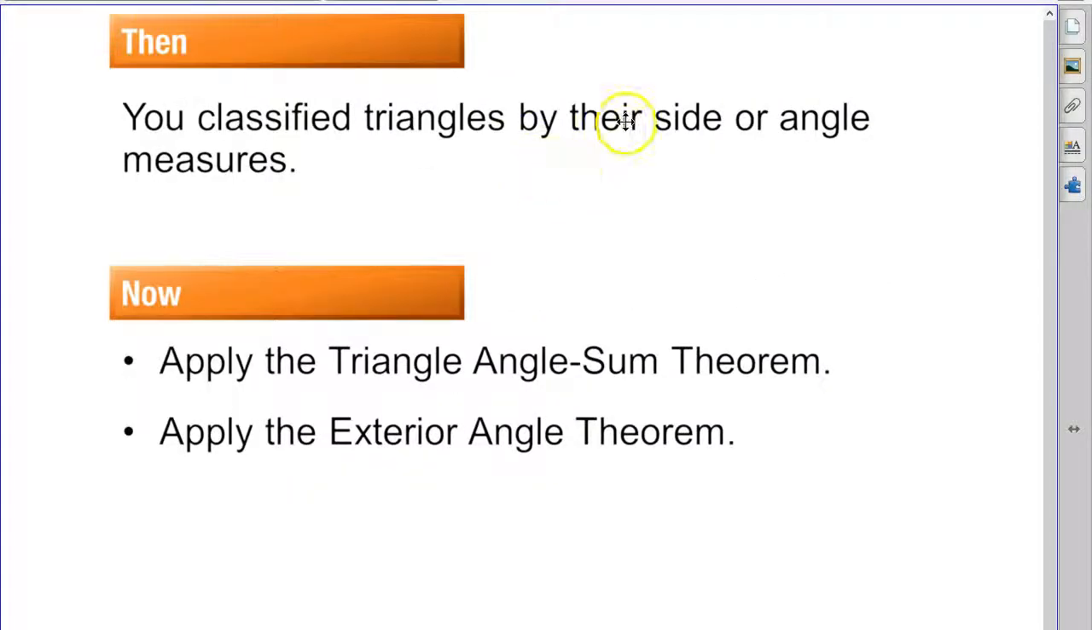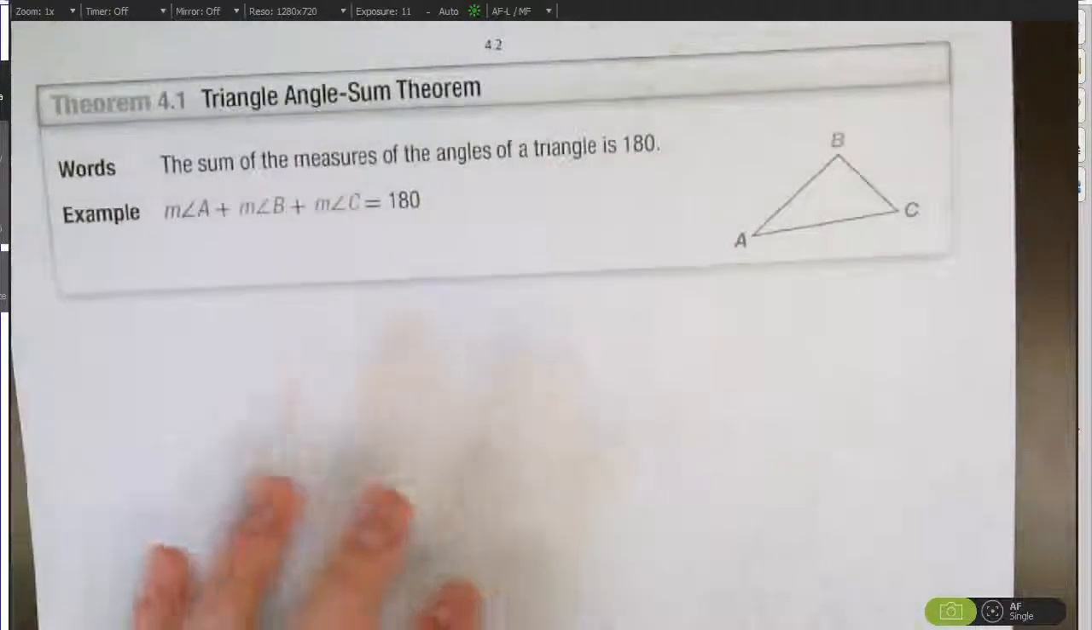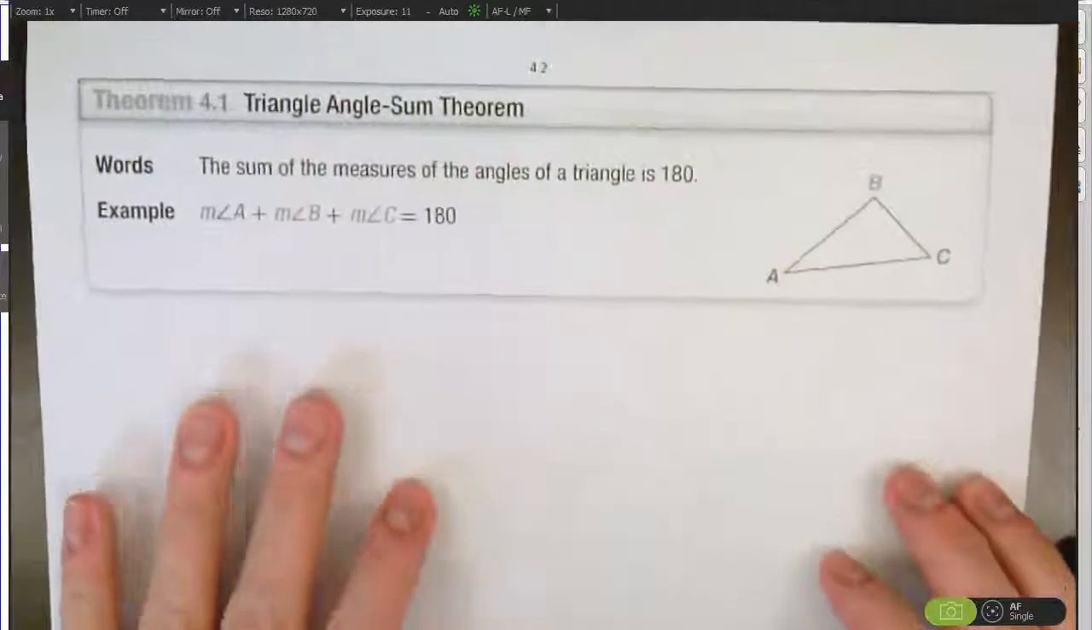So first of all, we've classified triangles by their sides and angle measures. Now we're going to use the triangle angle sum theorem and then the exterior angle theorem as well. The first one that you might know is the triangle angle sum theorem, that all of a triangle's angles add to be 180 degrees. What you might not know is how to prove that. It's actually a pretty simple proof, and it goes back to chapter 3, which is why we do chapter 3 before chapter 4.